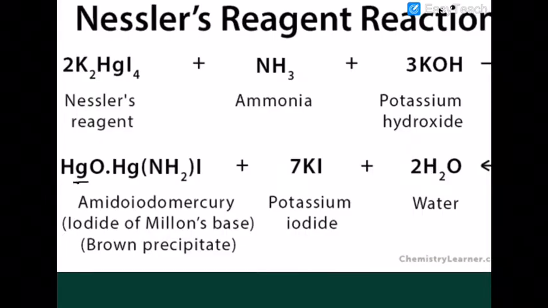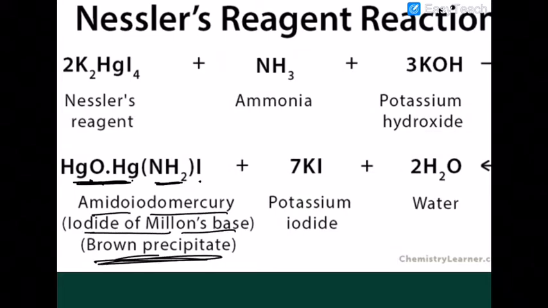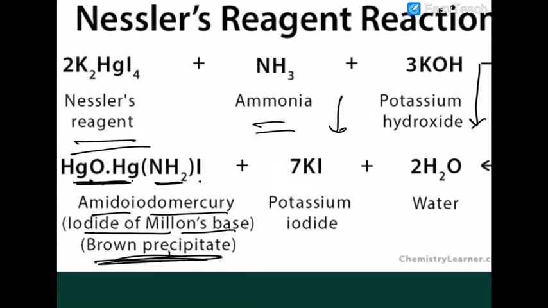Look at that here. HgO. This is the bond between two mercury atoms, and the other is ammonia and iodine. So that's how you will be able to get that. So that is amido mercury, called iodide of Millon's base, a brown precipitate. So that is Nessler reagent reacting with ammonia, you know that. The balancing of the equation should be known to you. This is the product you are able to get. So this is the reactant and this is the product.